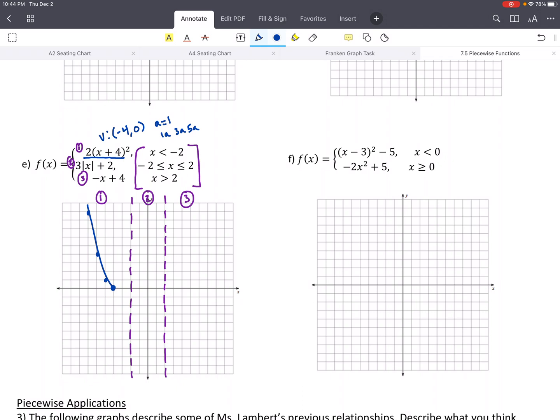But I gotta go the other way. So go over 1, up 1, over 1, up 3. I get to the boundary. This one's gonna be open since it's just that less than. And there's my parabola.